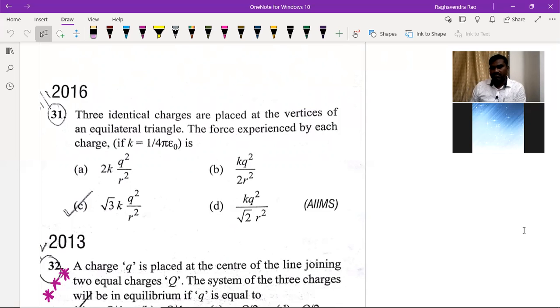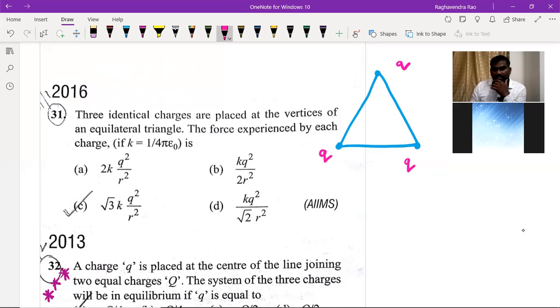Now, this is an equilateral triangle. Three identical charges: this is Q, this is Q, and this is also Q. Three identical charges are placed at the vertices of an equilateral triangle. The sides are R, the options are in R. The force experienced by each charge, any one of the charges we can take.